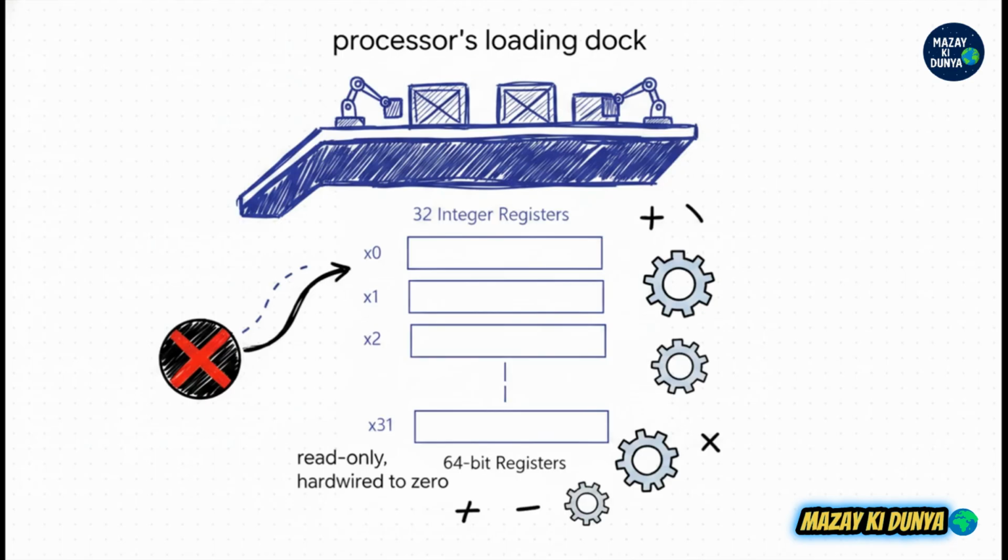Now think of the processor's immediate loading dock as a workbench made of exactly 32 integer registers, each 64 bits wide. All the arithmetic operations, the actual math, happens right here on these registers. And here's a fun little quirk you should absolutely take away from this. Register X0 is permanently parked at 0. It's read-only. It's hardwired to absolute nothingness. Processors actually use this constant 0 all the time as a super clever shortcut to copy data between other registers.